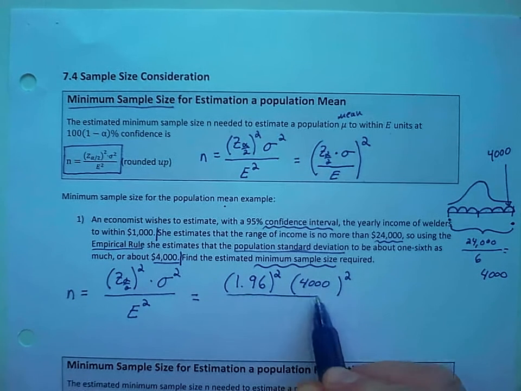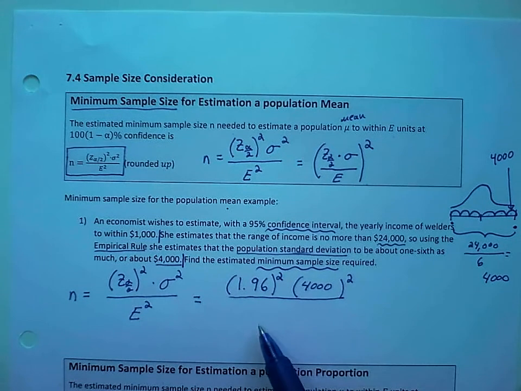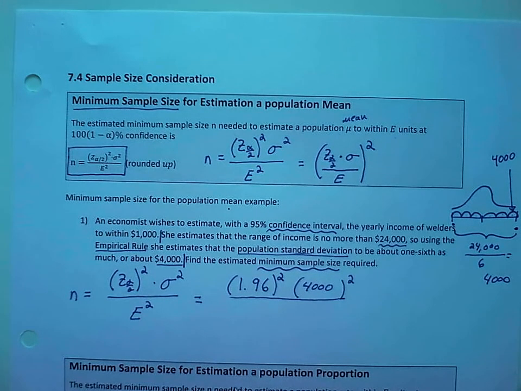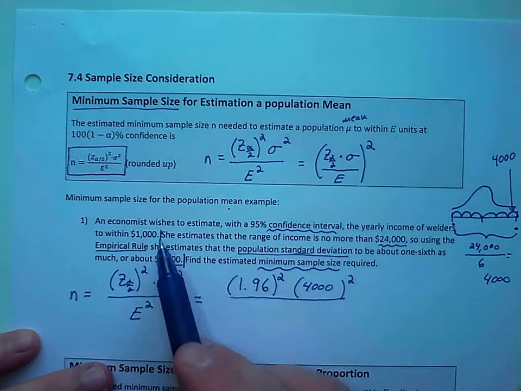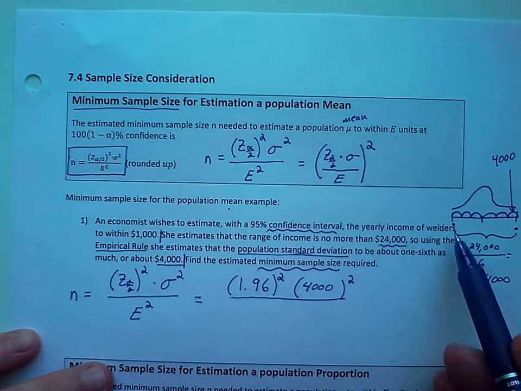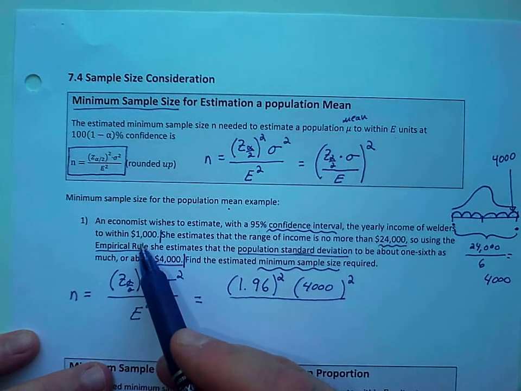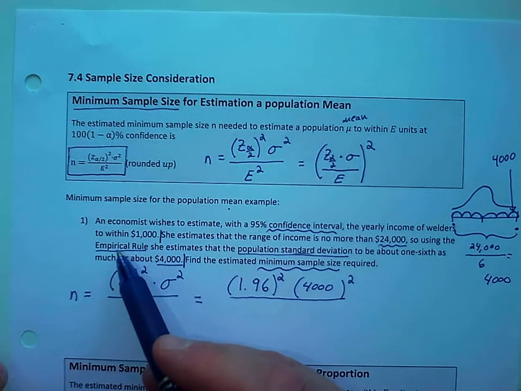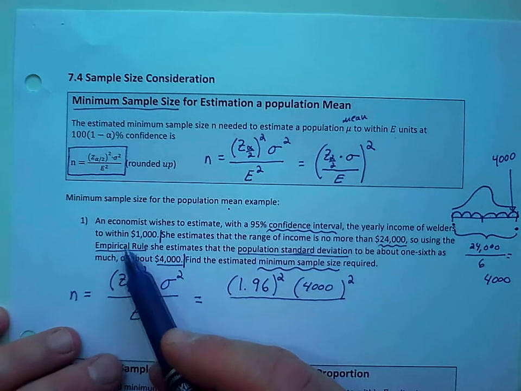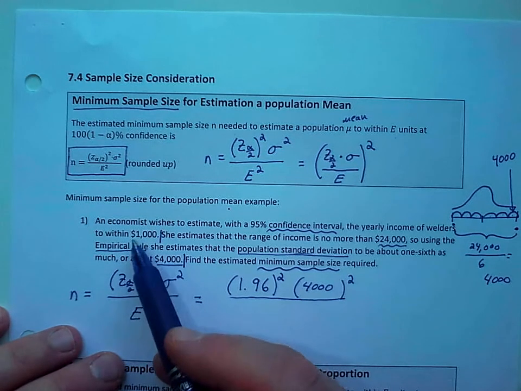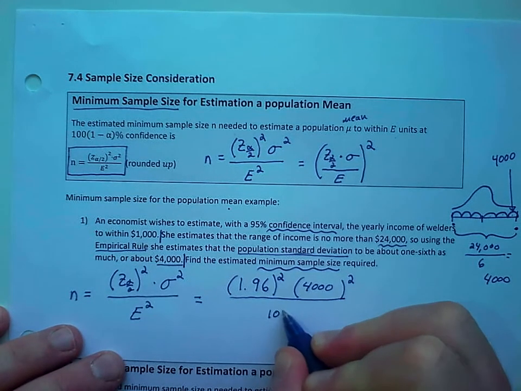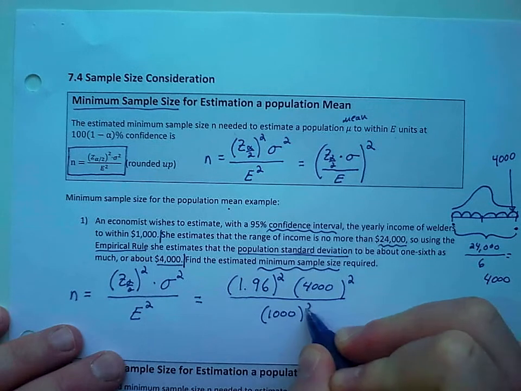All right. The last thing that we need to know is capital E, which again stands for our margin of error. Whenever we're trying to figure out our margin of error, we're trying to figure out our wiggle room. And our wiggle room here, it says that this economist is wishing to estimate the yearly income of the welders to within $1,000. So plus or minus $1,000. So the wiggle room that we're giving ourselves is $1,000. So we can put in 1,000 for E.